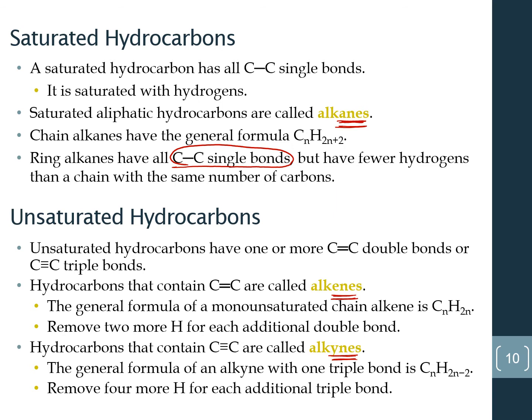So alkenes, ENE, are your hydrocarbons that contain at least one double bond. Alkynes, with Y and E, are the hydrocarbons that will have at least one triple bond.